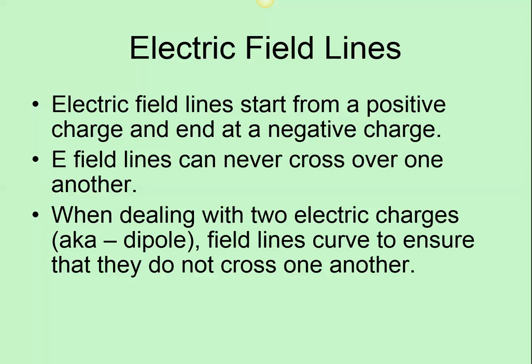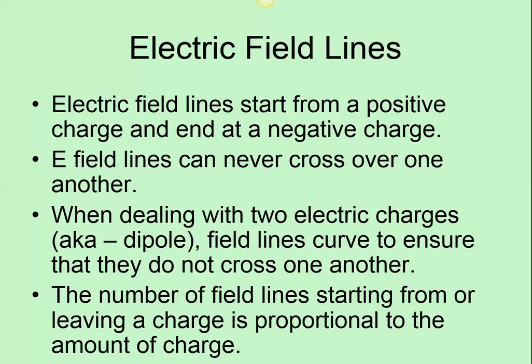When dealing with two electric charges, we've already seen that our field lines kind of bend or curve to ensure that they're not crossing over one another. And those are much better in illustrations than we can typically hand draw, but please try to do your best. The number of field lines starting from a particular charge or leaving a charge is proportional to the amount of charge. The more charge there is, the larger the source charge, the more field lines there are going to be. The smaller the source charge, the fewer the field lines. And that should make sense, that the more charge you have there, the stronger force that it's going to be able to create.